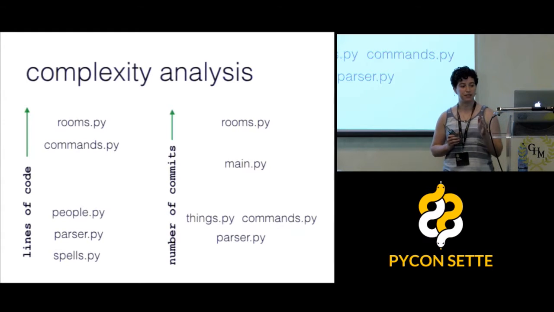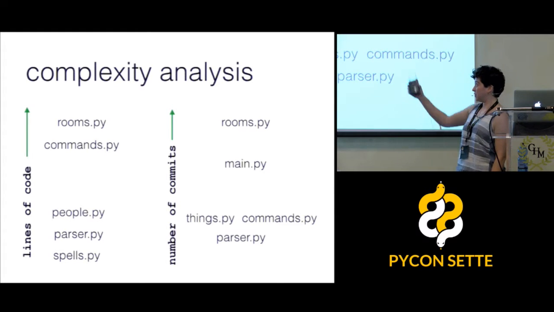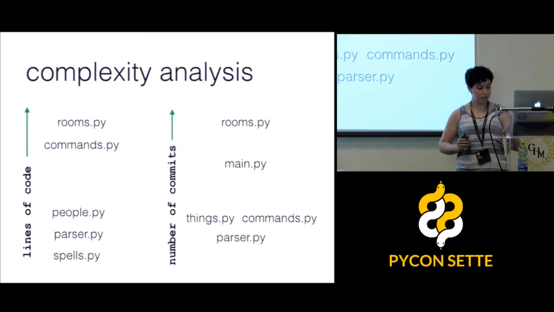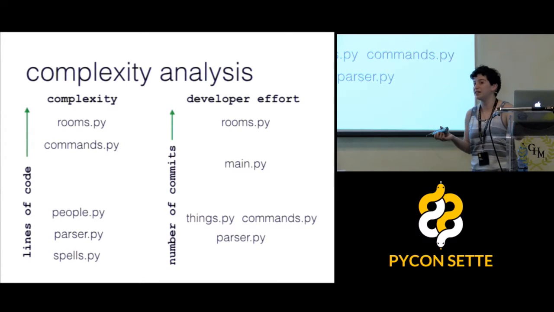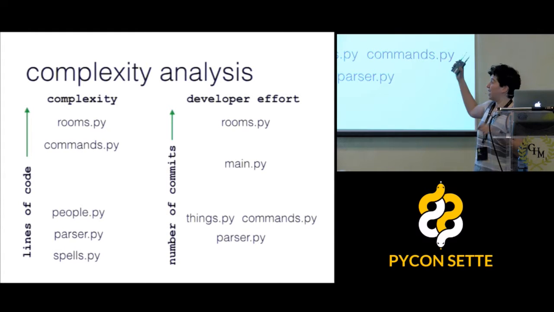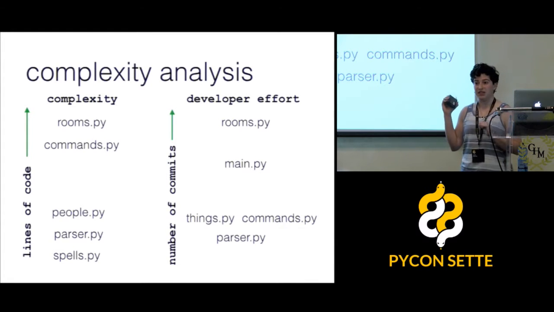So just as extra justification of this problem that deserves fixing, in case you're not convinced, I sorted the modules in my game by lines of code, increasing lines of code going up and increasing number of commits going up. And lines of code and number of commits are basically rough proxies for complexity and effort. And effort is kind of like inverse stability. And you'll notice that the module containing my room class is both the most complex and the most unstable.